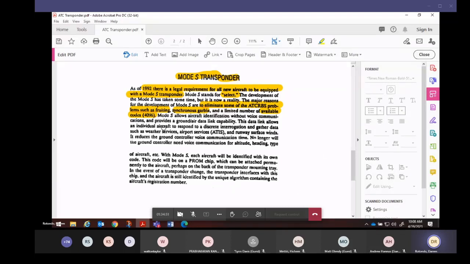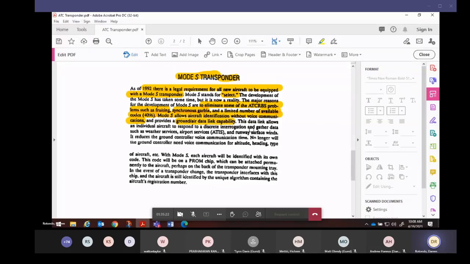So this Mode S transponder, first and foremost, allows now for aircraft identification without the need for voice communication. So that means air traffic control doesn't necessarily have to talk on the radio to get your call sign, get your ID. The Mode S transponder is going to be able to provide that through a ground air data link.